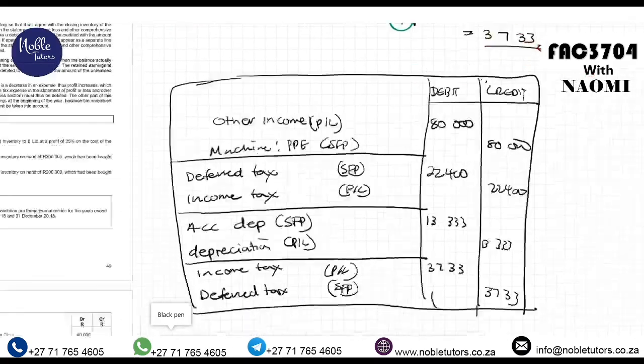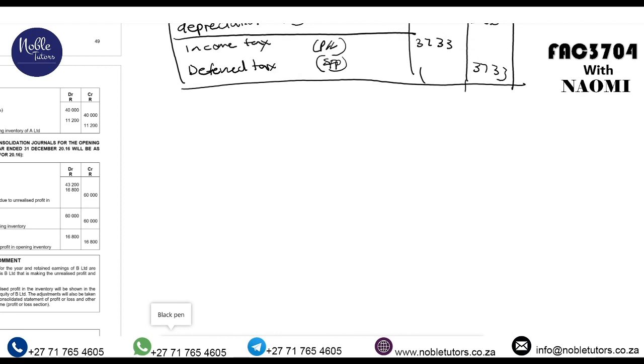That was number, this was the third, right? So we go to the fourth one. Okay, elimination of intra-group dividends. So intra-group dividend.